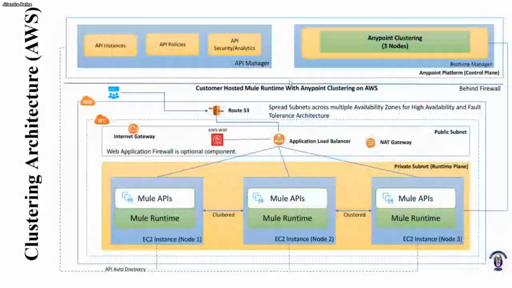If you want to configure this on AWS, you can have EC2 instances where you deploy Mule runtime. These are the three node cluster. Then we can have an application load balancer, you can use the AWS web. Then you have Route 53, where you can do the domain DNS registry and domain routing. Everything can be done in Route 53.